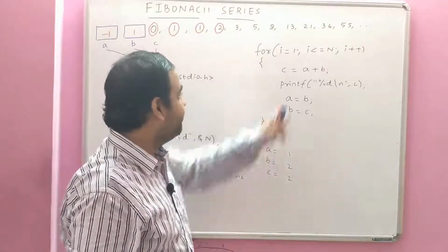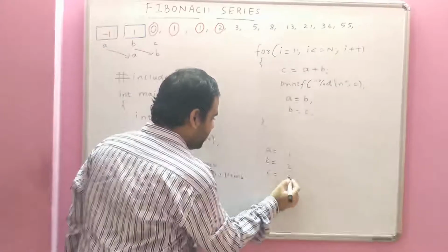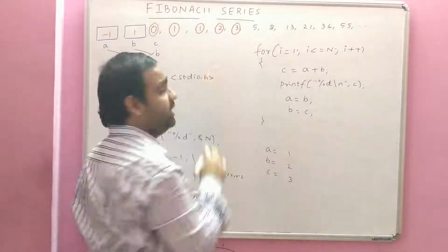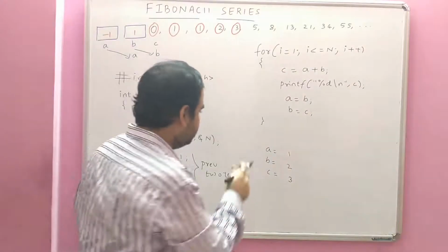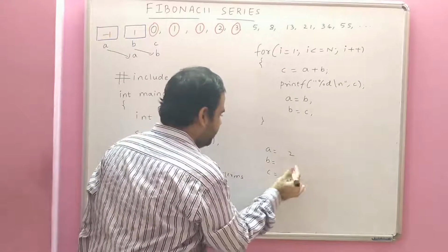I plus is 5. 5 is less than or equal to 5. Yes. C is A plus B. 1 plus 2 is nothing but 3. Now you print the value of C. What is the value of C over here? 3. 3 is being printed. Next you say A gets the value of B, which is 2. B gets the value of C, which is 3.